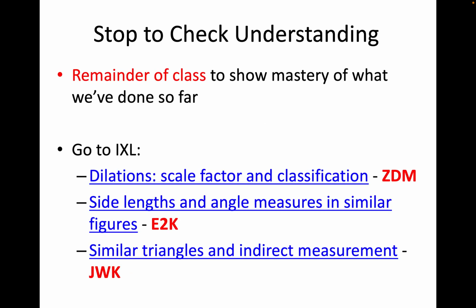All right, now that we have done that, you have 3 different IXLs that you can do to show me that you can do the objectives for the day. Dilation, scale factor, and classifications with the code of ZDM. Side lengths and angle measures in similar figures with the code of E2K. And finally, similar triangles and indirect measures with the code of JWK.